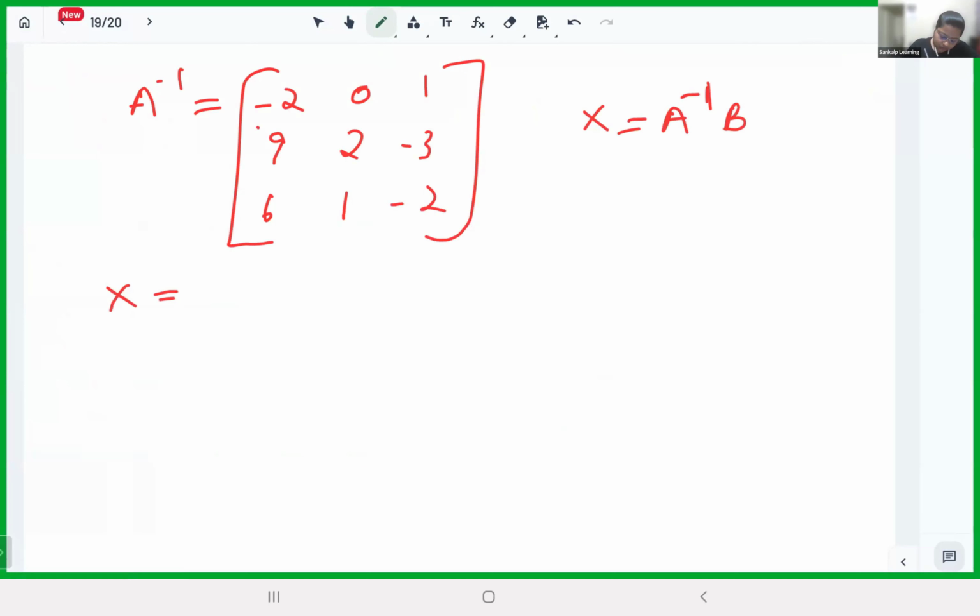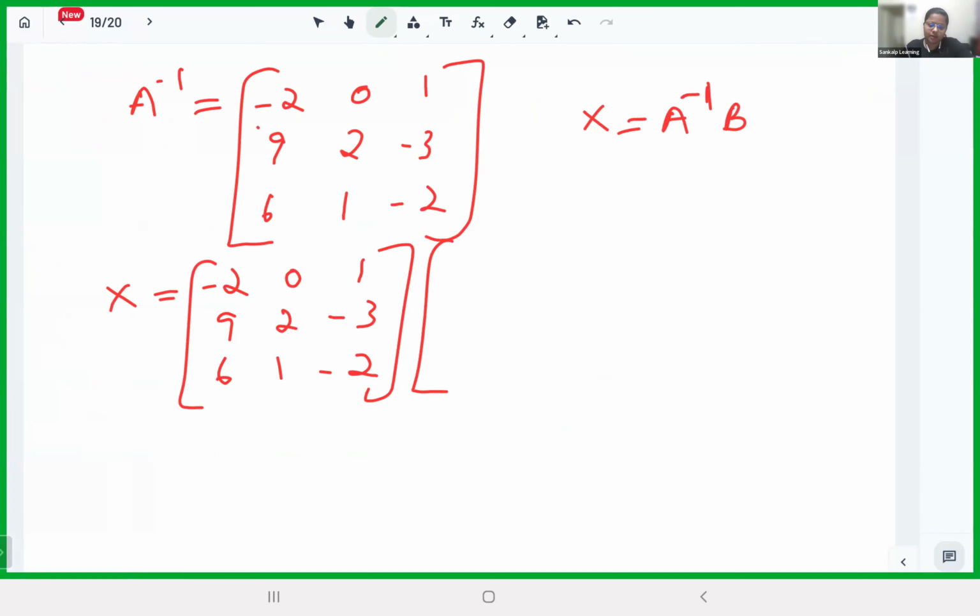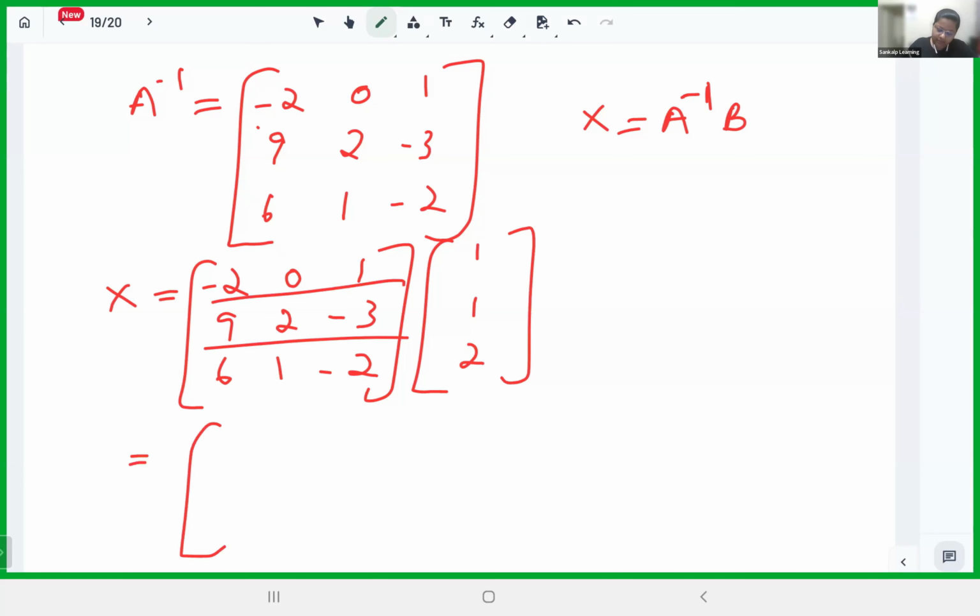So X equals minus 2, 0, 1, 9, 2, minus 3, 6, 1, minus 2 into B, and matrix B was 1, 1, 2. Okay, so this is equal to minus 2 into 1 is minus 2 plus 0 plus 2. Then 9 into 1 is 9 plus 2 minus 6. Then 6 into 1 is 6 plus 1 minus 4.